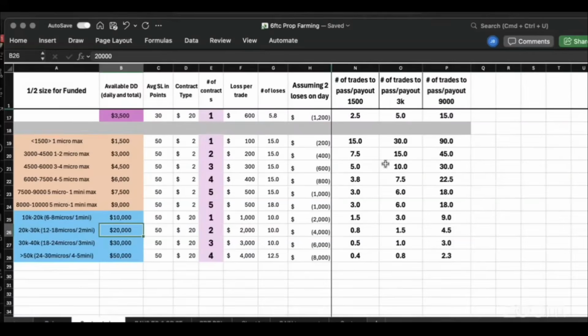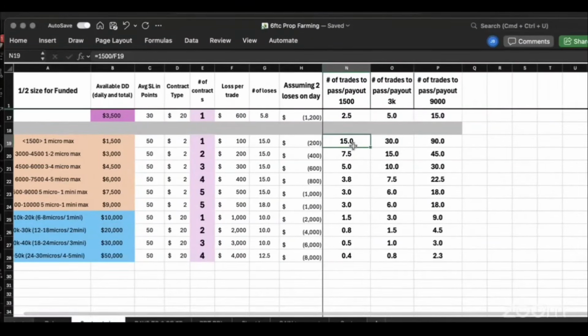But check this out. Watch. If you want to know how many trades it'll take you to pass, obviously that's frustrating, but it's not as many as we think, right? To pass that $1,500, that's 15 trades at 2 trades a day, that's 7 days. To here, look at what this is actually going to be. Even on these, it doesn't take that much.